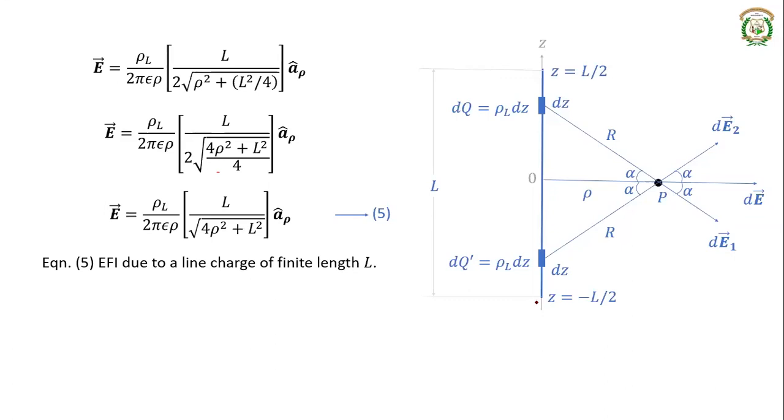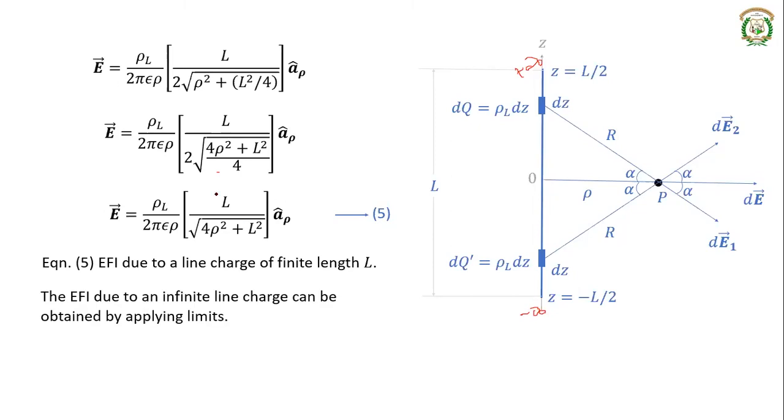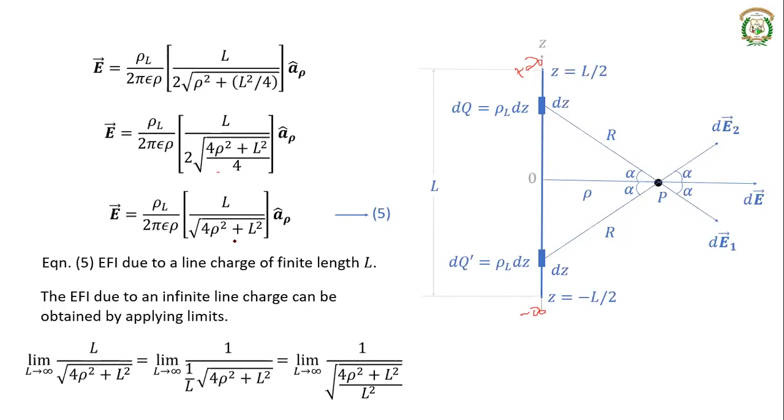Now, if you want to find the electric field intensity of a line charge which is of infinite length, that is from minus infinity to plus infinity, if you take the limits of L tends to infinity, you will get the electric field intensity due to an infinite line charge. So how to apply the limits? This L in the numerator, if I write in the denominator, that will become 1 by L. If I take it inside the square root, it will become L square, right?